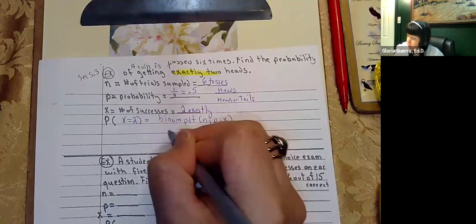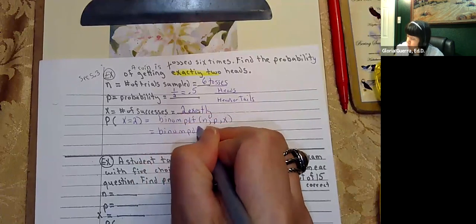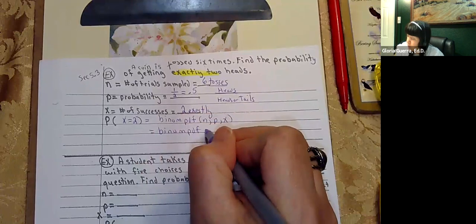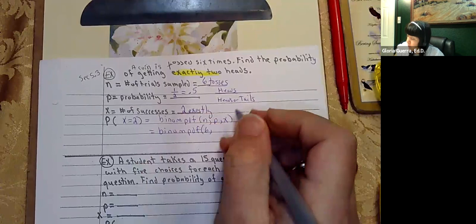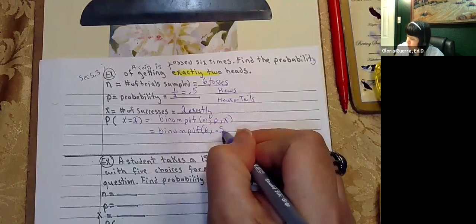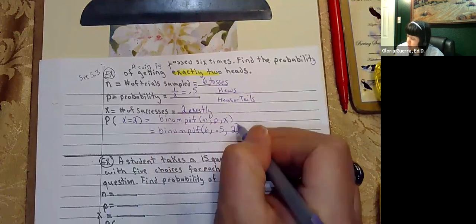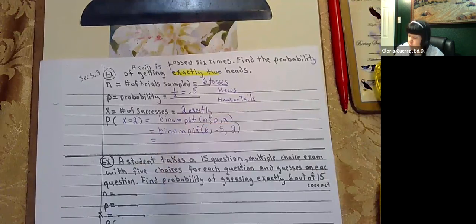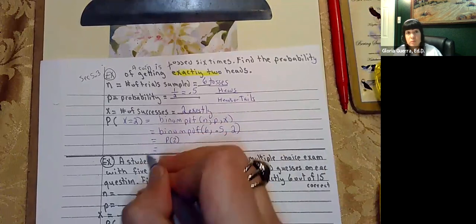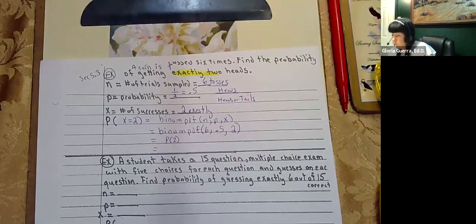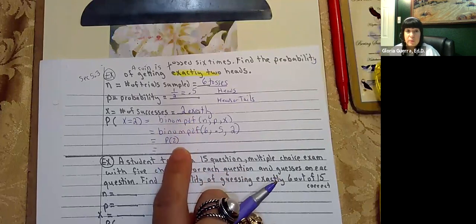Okay, now you're going to do the substitutions. Binomial PDF. N is 6 tosses. P is 0.5 from the 1/2. And x is 2 from the exactly 2. And what you're finding is you're just finding P of 2. So see right here we have exactly 2, okay?